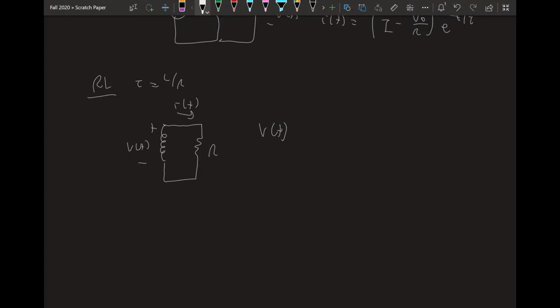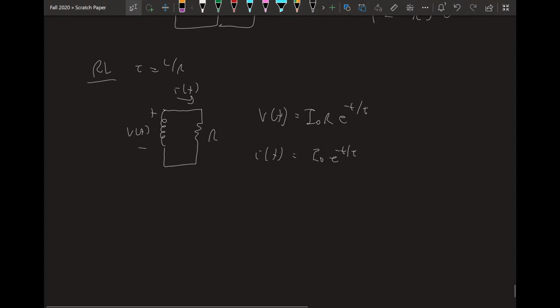The voltage as a function of time is given by the initial current times resistance, e to the negative t over tau, and the current as a function of time is going to equal the initial current that decays by e to the negative t over tau. And then the step response. This is natural, this is step.